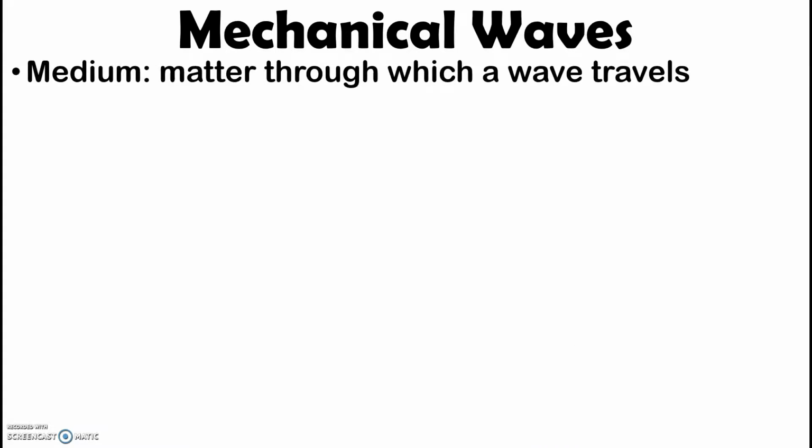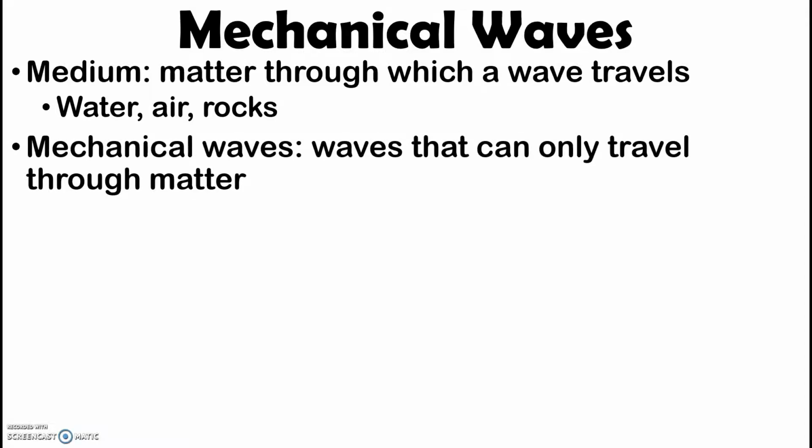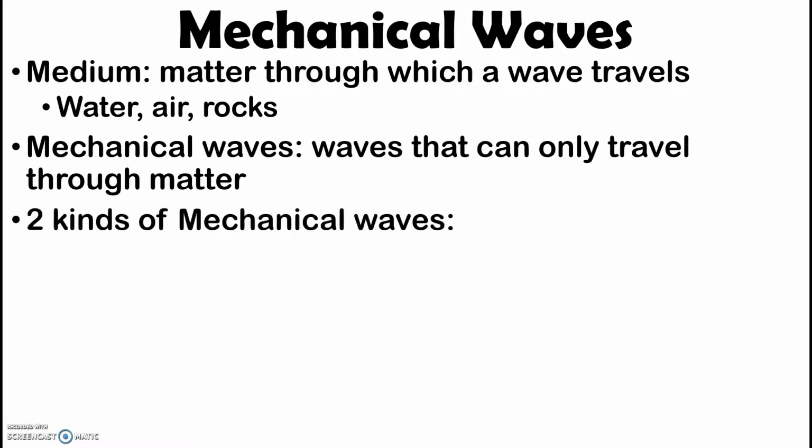Mechanical waves. We call them mechanical because they move through something. And what they move through is called a medium, matter through which a wave travels. So whatever it goes through, water, air, rocks, it doesn't matter. Whatever is being traveled through is the medium. Okay. A mechanical wave is a wave that can only travel through matter, which is why you don't hear anything in space. There's no matter for mechanical waves to go through.